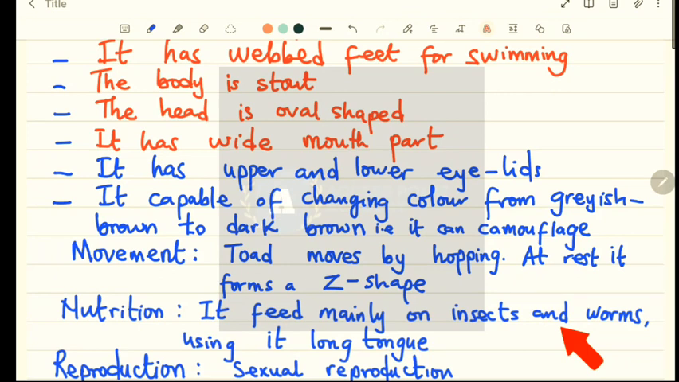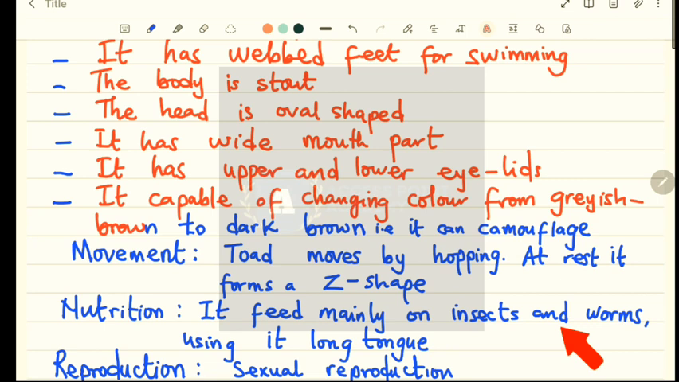It has the upper and the lower eyelid. Note that in its physical appearance, the external view, because we might be asked to describe its views. And also you should note that it can camouflage.